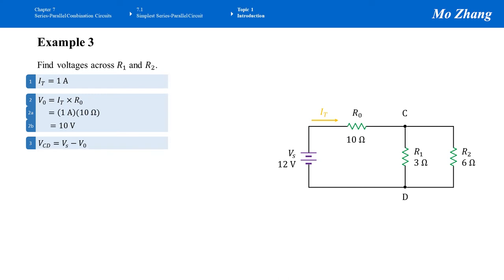The leftover, the remaining voltage, is the voltage between node C and D. Substitute the values into those variables. Vs equals 12 volts, V0 equals 10 volts. So VCD equals 2 volts. 2 volts left for node C and D.